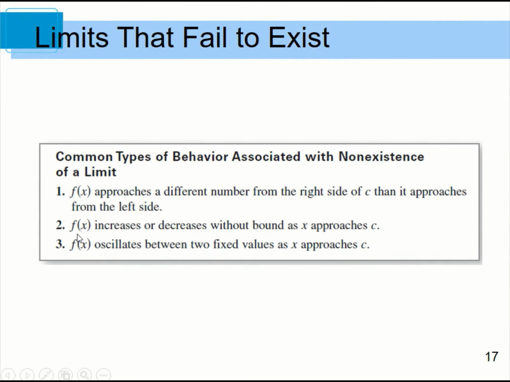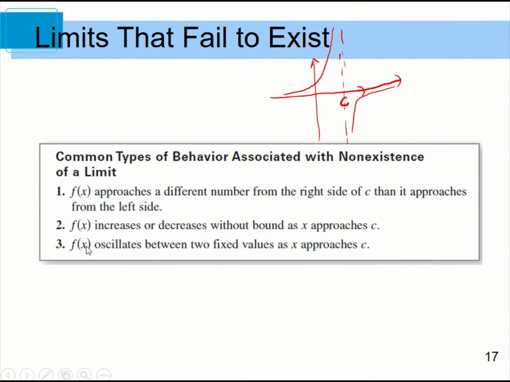Number two, f(x) increases or decreases without bound as x approaches c. What does that mean? Let's say this is the value of c here. When the value of y goes to infinity or negative infinity as the x approaches c, we also say the limit does not exist. It means that c is actually an asymptote.